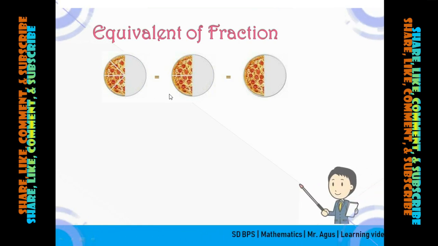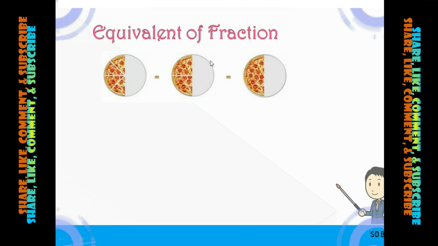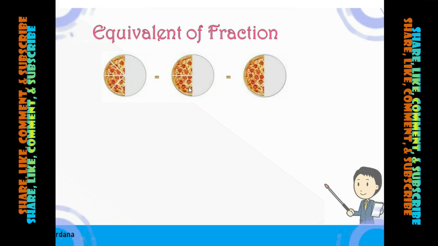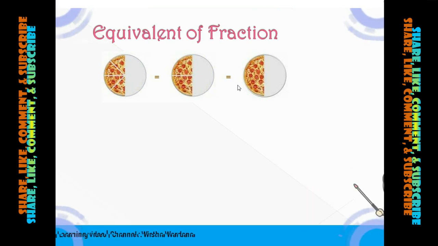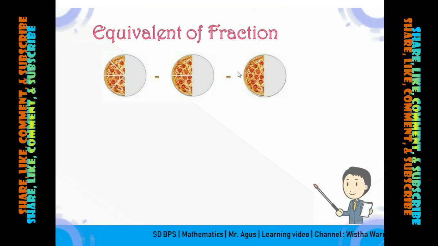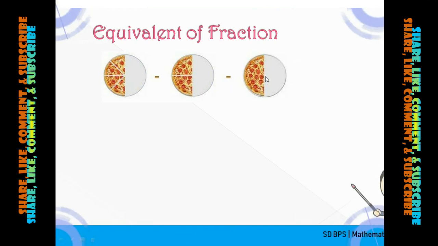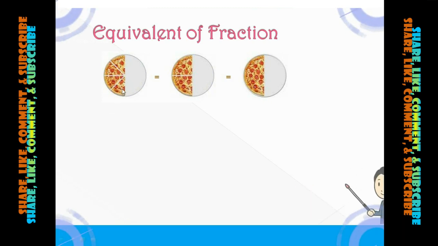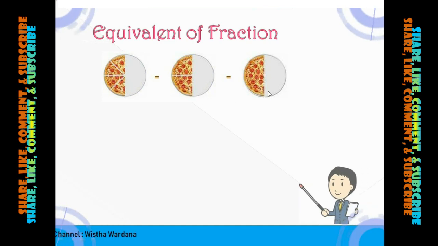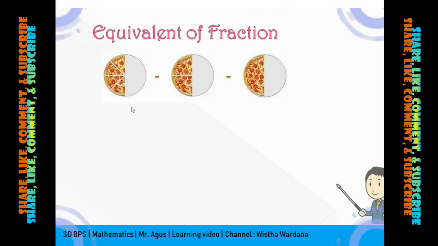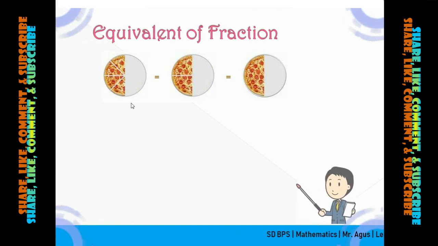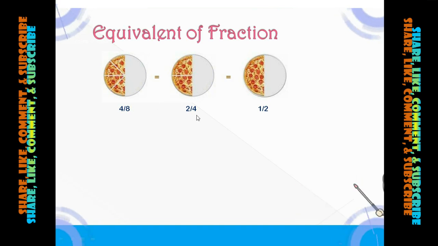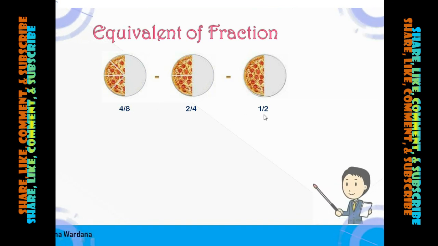It is equal to a pizza that is cut into 4 equal parts where we have 2 parts of them, and equal to one pizza that is cut into 2 equal parts where we have 1 part of them. The first figure, the second figure, and the third figure have the same value. That's why we can say 4 per 8 is equivalent to 2 per 4 and equivalent to 1 per 2.